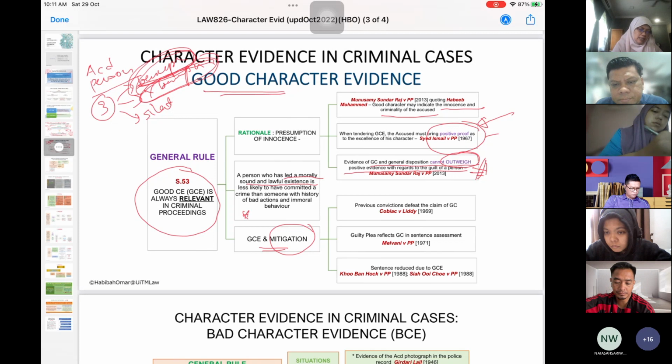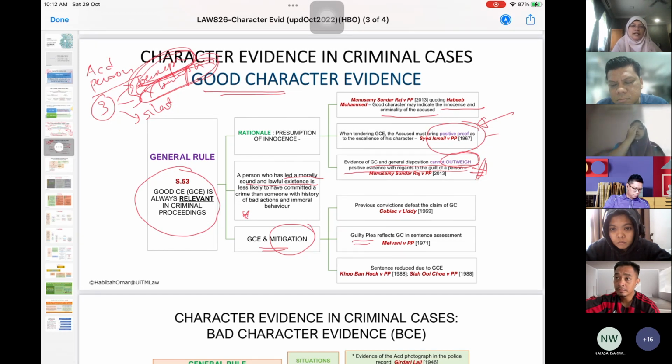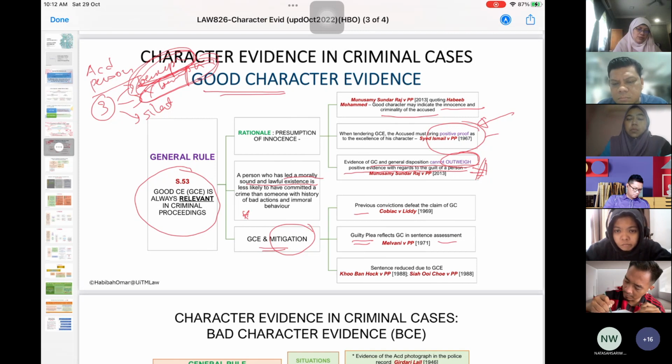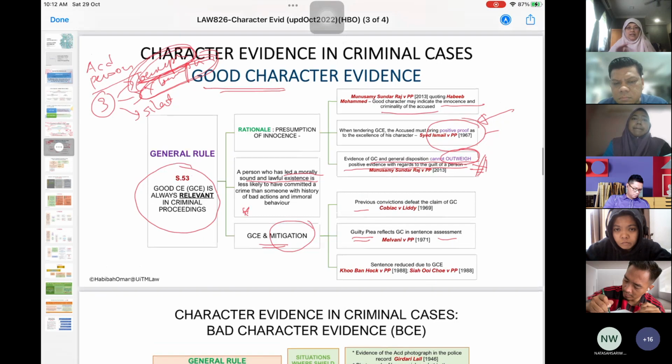Ya, so kat sini kalau maknanya guilty plea reflect good character. Maknanya you mengaku bersalah, save the court the energy and time, okay, then sentence will be reduced. Ya, kalau you ada previous conviction, you rape sampai 10 kali, right? Tiba-tiba you nak kata saya bertaubat dan apa dia tak akan effect. Okay, so that will be the position. Okay, get the picture. This will be the use of good character evidence. Okay, right.